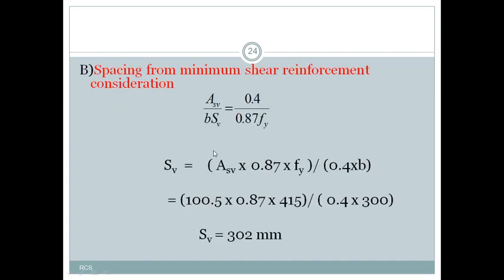Next, spacing with respect to criteria B, that is with consideration of minimum shear reinforcement provided. So this is the formula for providing minimum shear reinforcement. According to this, we have to calculate what SV is. SV is the spacing of a stirrup. If we modify this formula, we will get SV = ASV into 0.87 Fy by 0.4 into B. If we substitute the values here, that is 100.5 into 0.87 into 415 by 0.4 into 300, and calculate this, we will get the spacing with respect to the minimum shear reinforcement consideration as 302 mm.